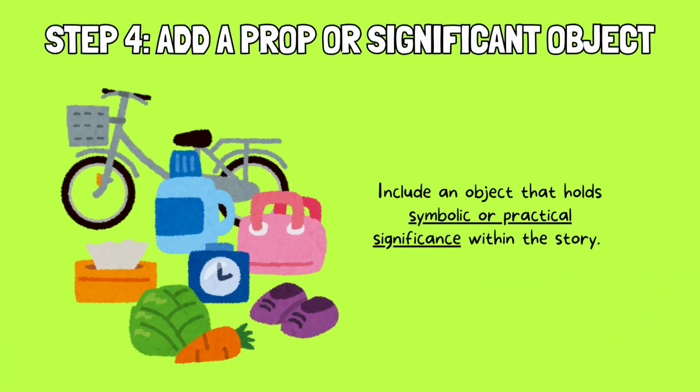Step 4. Add a prop or significant object. Include an object that holds symbolic or practical significance within the story. Like the ring in The Lord of the Rings or a character's phone in a modern story, this prop can influence character choices, symbolize change, or serve as a motif that ties everything together.